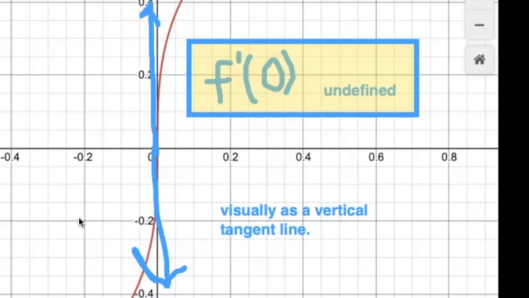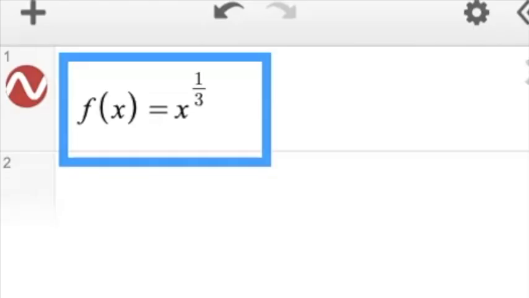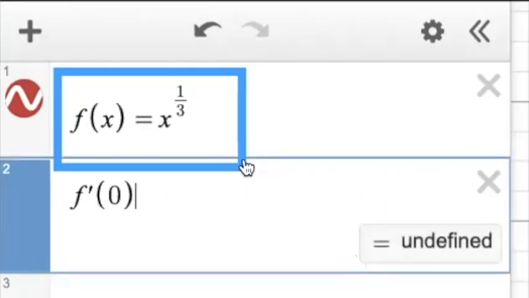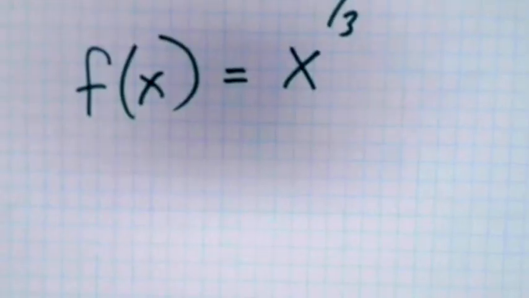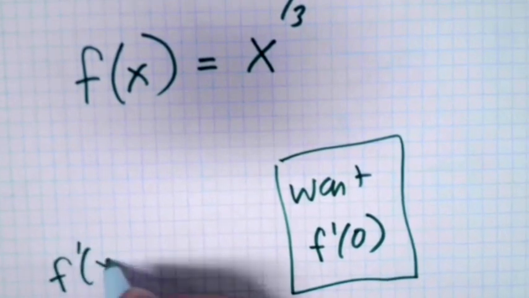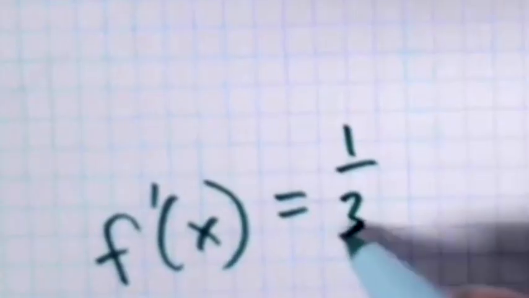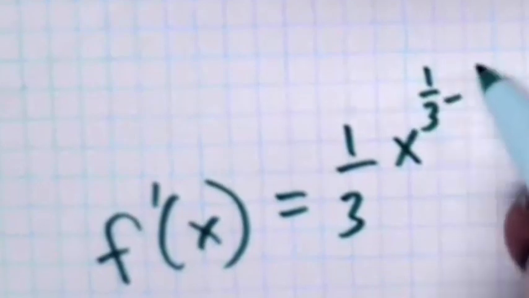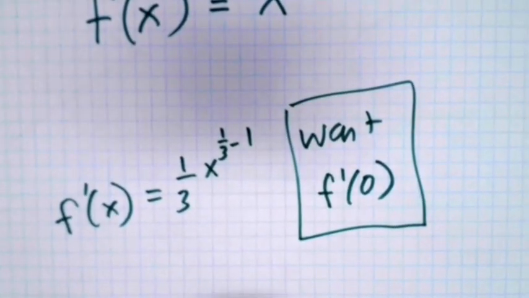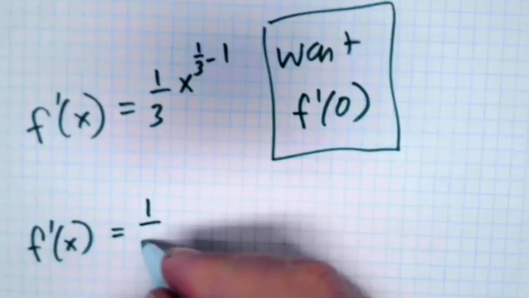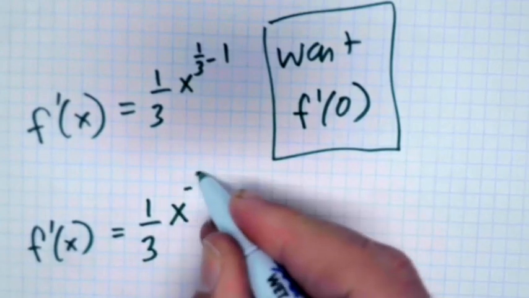So let's think about our f of x equals x to the 1/3. Desmos knows that f prime of 0 is undefined. Let's see how we can know that f prime of 0 is undefined without the graph. So I want f prime of 0. So I get f prime of x is equal to 1/3 x to the 1/3 minus 1. So f prime of x is the same thing as 1/3 x to the negative 2/3.